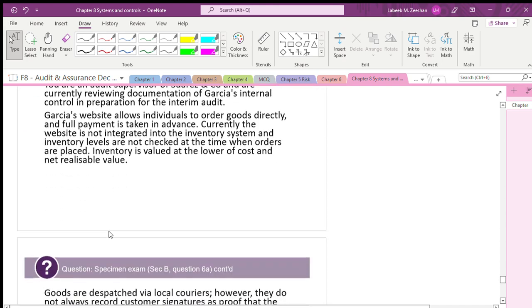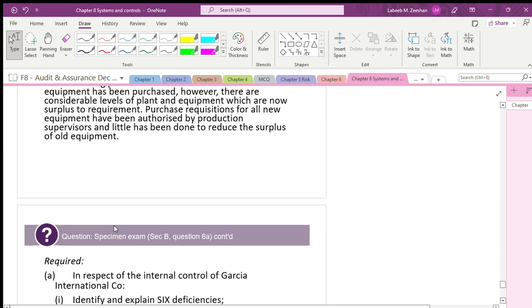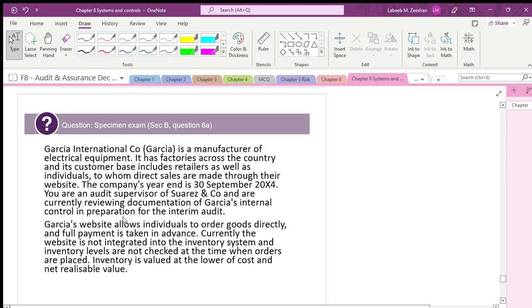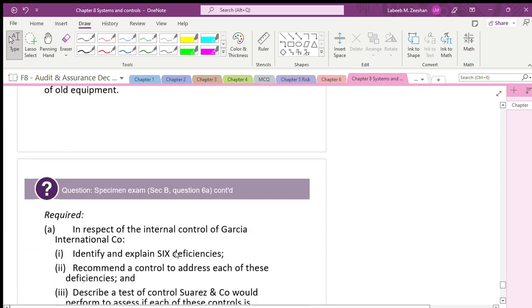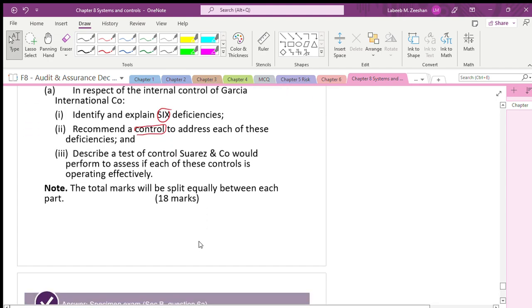Now we will do one question on that, and we will see how it is going to be worked out. Now what it says, first we'll see what is the requirement in respect of the internal controls of Gracia International Company. Identify 6 deficiencies, and you have to recommend a control to address these deficiencies. And most importantly, you have to make a test of control.